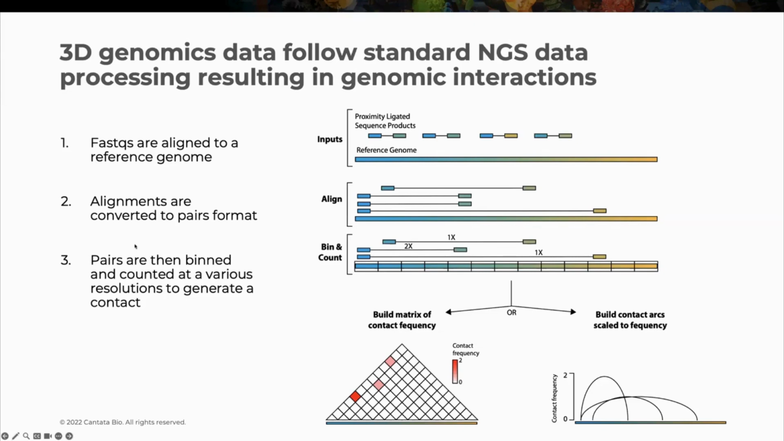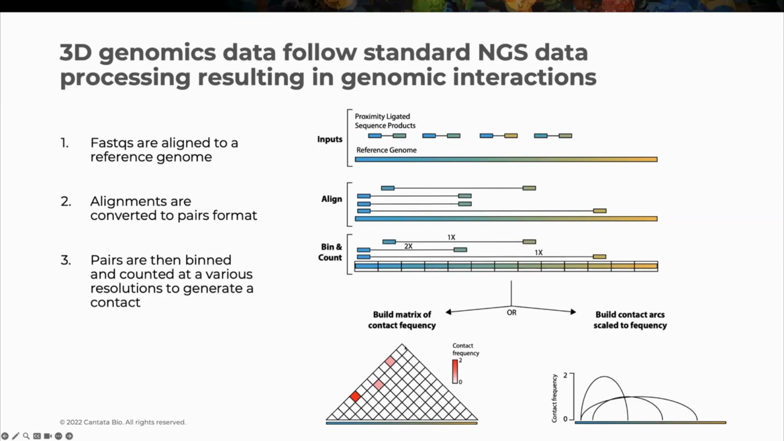Once we have the pairs format, this is where we generate our interaction matrix. The interaction matrix, in essence, is really just a quantification of how many times two pieces of the genome are interacting with each other. And we do this at various bins. So we bin the genome, and then we quantify the number of reads that describe the frequency that two pieces in distal space are interacting with each other. So the interaction matrix is really the core raw data, if you like to think of it that way.